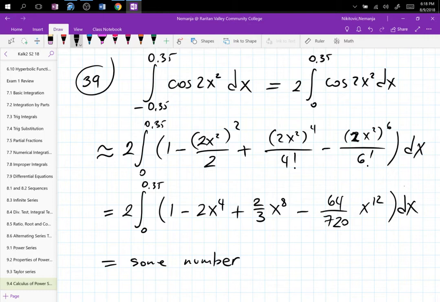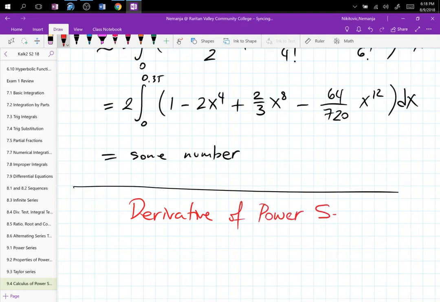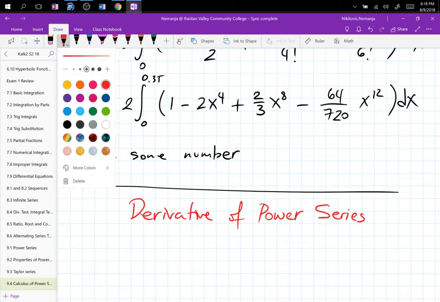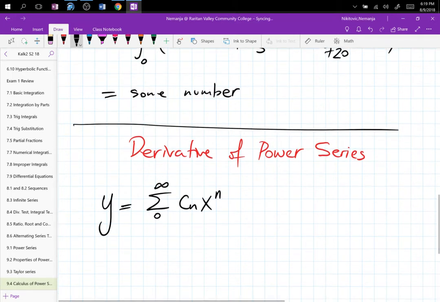That's it. Oh, actually, for differential equations, you will need to know how to take the derivative of a power series. So let's just write that real quick. In differential equations, you are going to assume that the solution is y equals the summation of Cn x to the n, starting from 0 to infinity. Now you will need the first and the second derivative to plug into the second order differential equation.